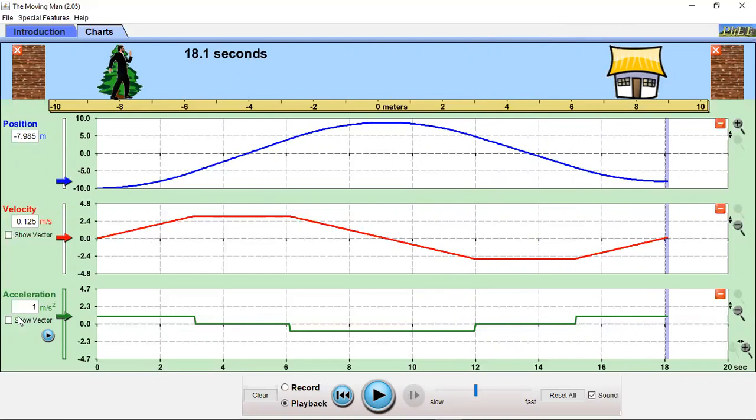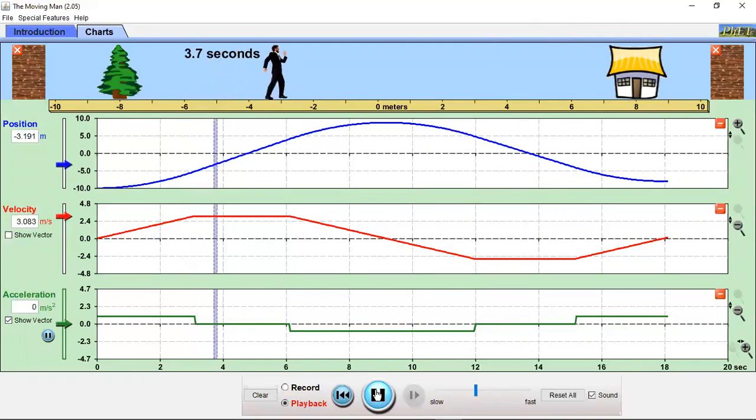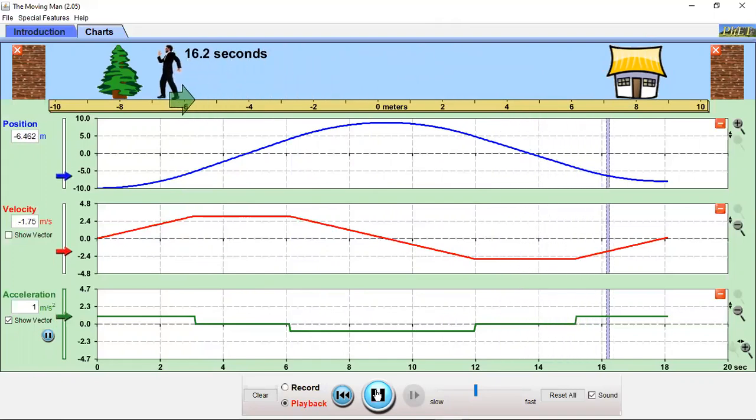Now, let me switch on the acceleration vector, which is the green vector. And you'll be able to see, let's go right back to the beginning. At the beginning, the acceleration vector is positive. That's A. For B, it is 0. For C, it is negative. For D, it is still negative. For E, it is 0. And for F, it is positive again.